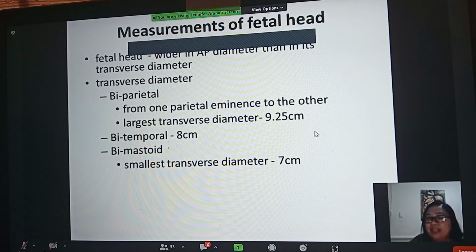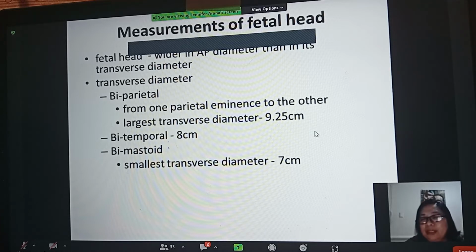Okay. The fetal head or ang ulo sa bata is wider in the anterior-posterior diameter than its transverse diameter. So mas lapad siya gikan diri sa tubangan hangtod sa likod kaysa iyang isig kakilid. Alright. So, what are the measurements of the fetal head? If we are going to measure the maternal pelvis, we are also going to measure the measurements of the fetal head. Tanaw na itong maigo ba siya moagi or paigo ba siya moagi ngadto sa maternal pelvis.